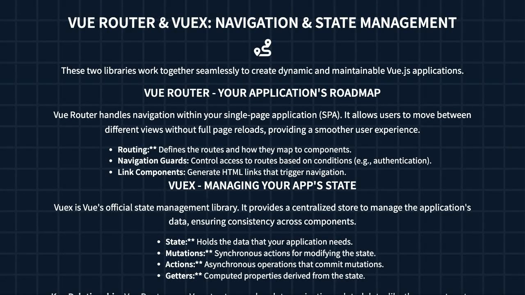Okay, let's talk about Vue Router and Vuex. These two are a really powerful combination for building modern Vue applications. Think of Vue Router as your app's map. It controls how users move between different sections or views without needing to reload the entire page. It does this by defining routes and using navigation guards to manage access. Then we have Vuex, which is like the central brain managing all the data in your application. It keeps everything consistent, making it much easier to maintain larger projects. Vue Router relies on Vuex to track where users are navigating, so they are intrinsically linked.